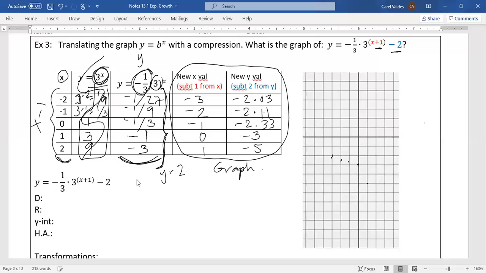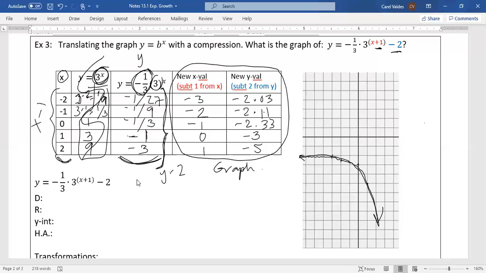So basically, this is still a growth function, but because you have a negative a value, it has been flipped. So it looks like this. Instead of the one that starts above the x-axis and goes up from there, it starts below the x-axis and goes down from there because you flipped it over because of the a value.